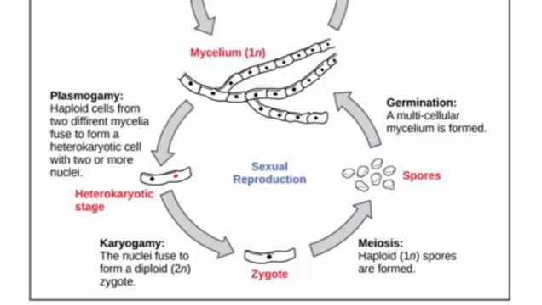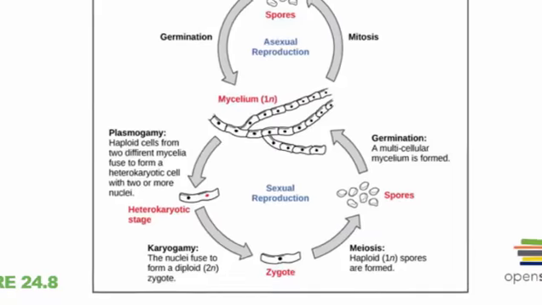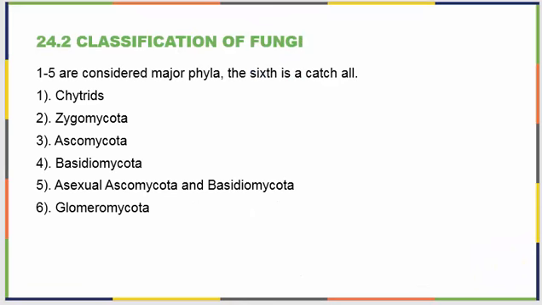Each spore can grow into its own mycelium, which can then undergo asexual reproduction or enter back into sexual reproduction. When we classify fungi, depending on who you ask, there are 5 major phyla and a 6th phylum that seems to act as a catch-all. We're going to run down this list, so if you want to pause the video and take a second to write down these names.